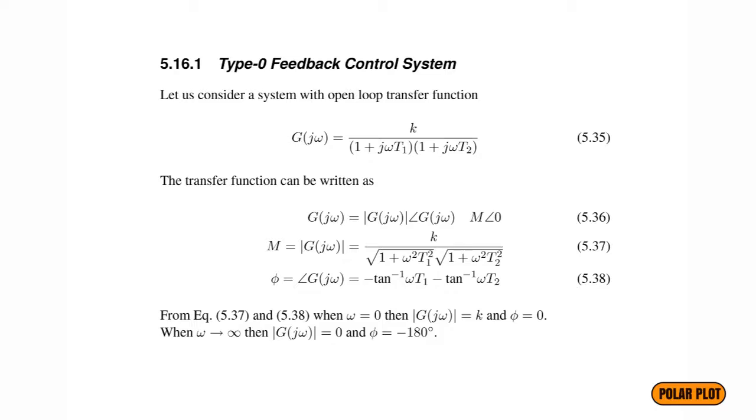Next, if it is a type 0 second order system, type 0 means there is no s.